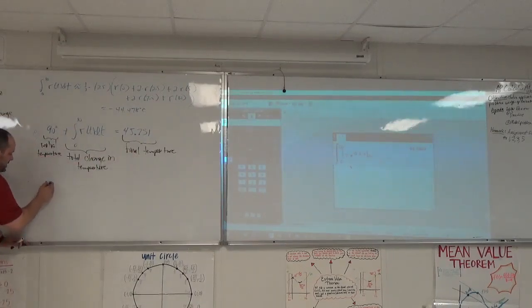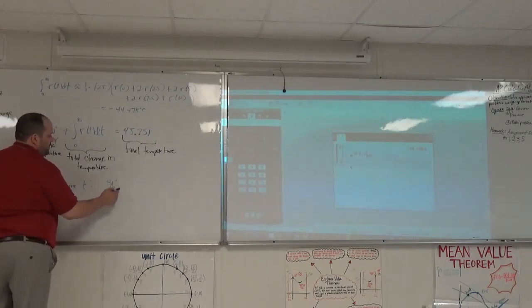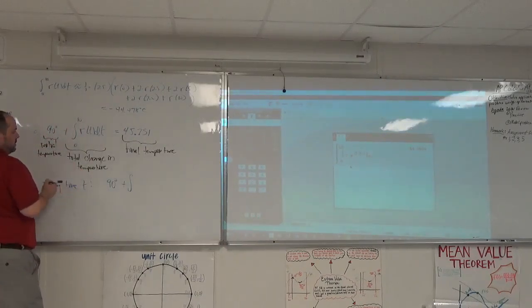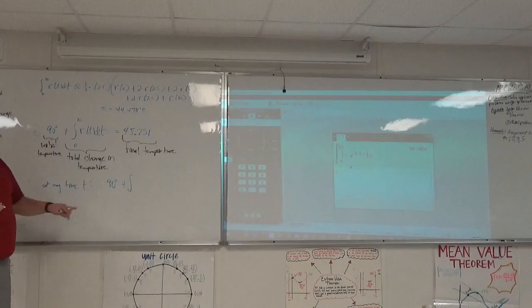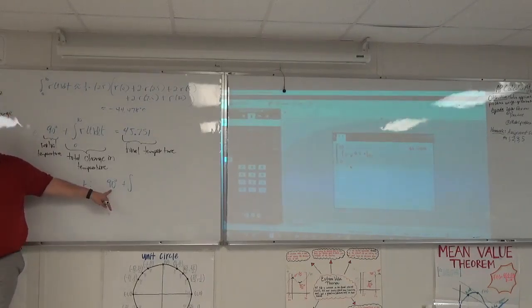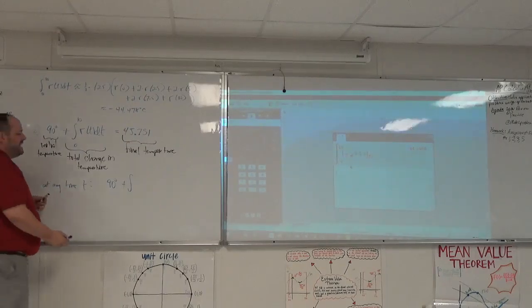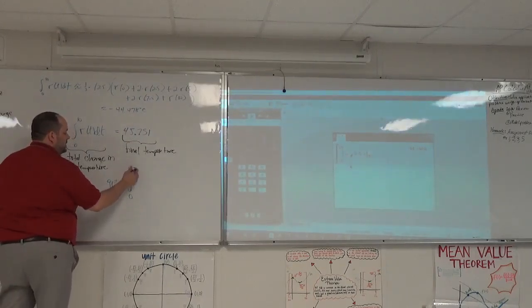So if I want to look at any time t, if I want to come up with a general equation, it's going to be 90 degrees plus the integral from where to where. The 90 degrees is my constant, this is my starting point. I want to come up with an expression for any time t that you're interested in. 5 minutes, 15 minutes, 37 minutes. You can integrate from 0 to t.